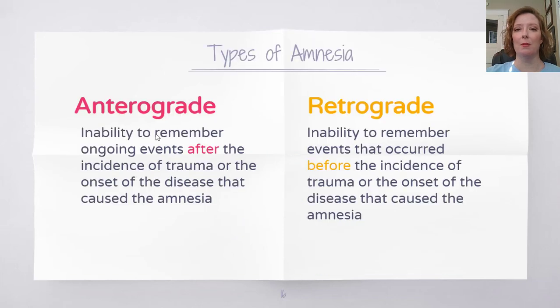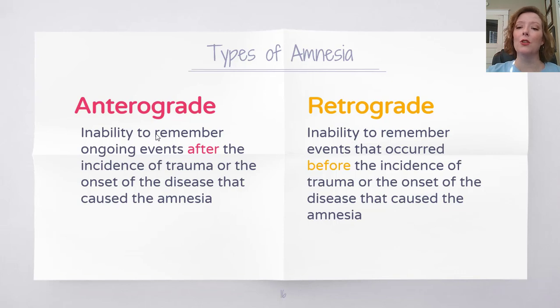You have 2 types of amnesia. Again, these are those confusing terms that people have trouble remembering which is which. First, you have anterograde. It's an inability to remember ongoing events after the incidence of trauma. This is the inability to remember ongoing events after the incidence of trauma or the onset of the disease that caused the amnesia. And then you have retrograde.